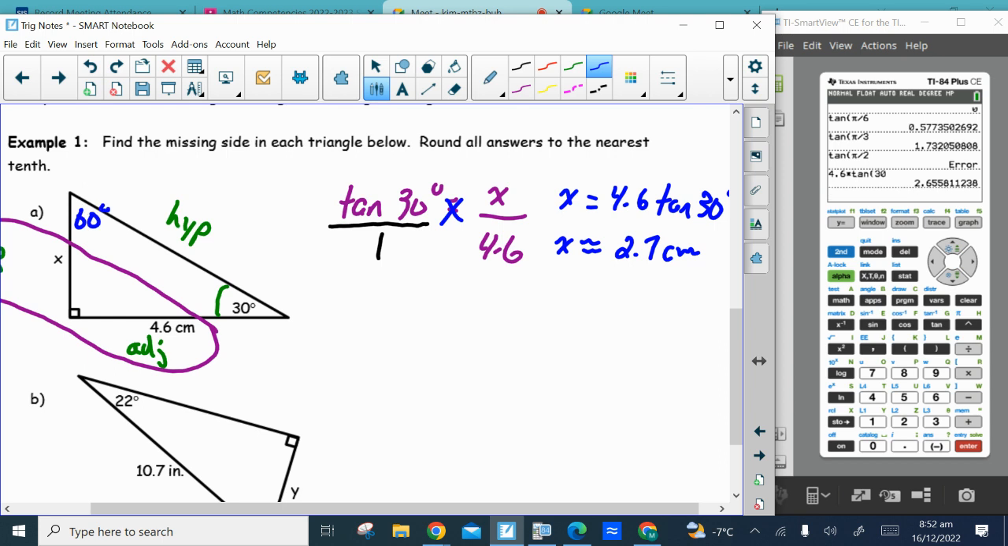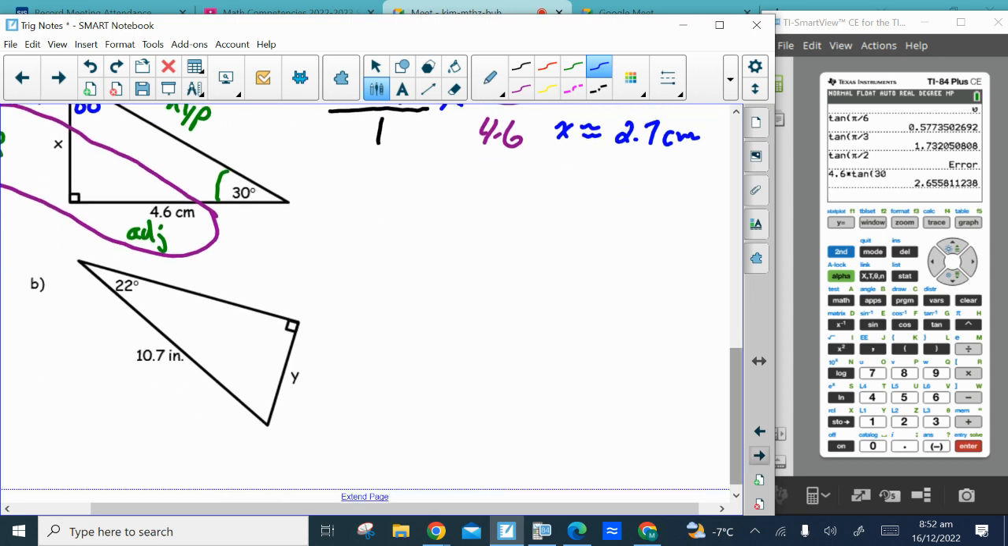We're not asked to find that. However, I'm just doing this to make sure our answer is reasonable. The smallest side would be across from the smallest angle. 30 degrees is the smallest angle. The smallest side across from it has to be x. And the answer we got, 2.7, is definitely less than 4.6. Had we got an answer greater than 4.6, that would be a problem because the smallest side has to be across from the smallest angle. So you can always look at your answer and make sure that it is reasonable as a check.